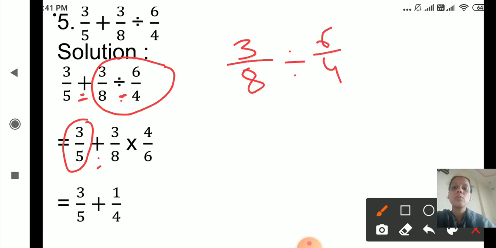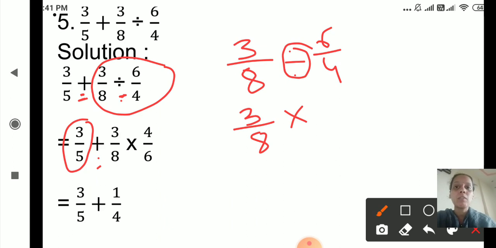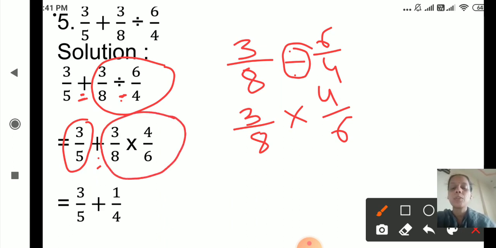As you know the rules of division, how are we doing division? In division we write the first rational number as it is. In place of the division sign we will write multiplication and the multiplicative inverse of the second rational number, that is 6 upon 4. So what is the multiplicative inverse of 6 upon 4? That is 4 upon 6. So as you can see, I have written here 3 upon 8 multiplied by 4 upon 6. So first we will do the division, that is 3 upon 8 multiplied by 4 upon 6.